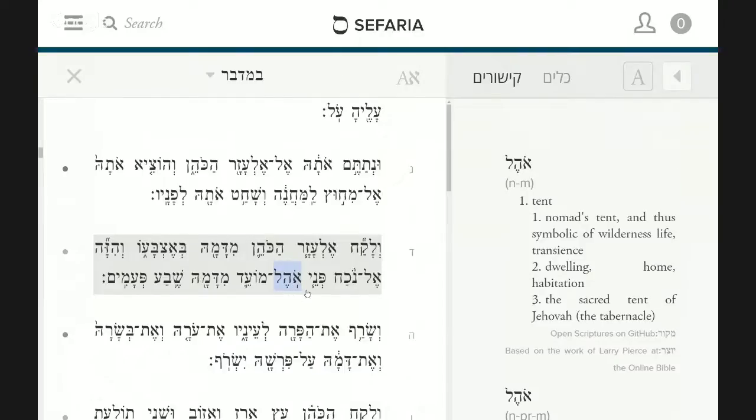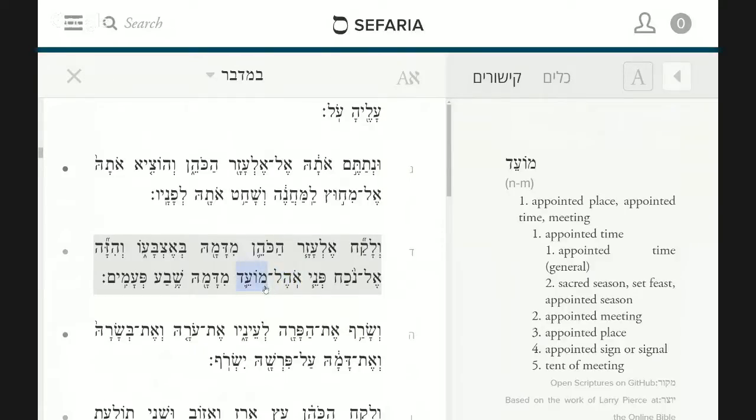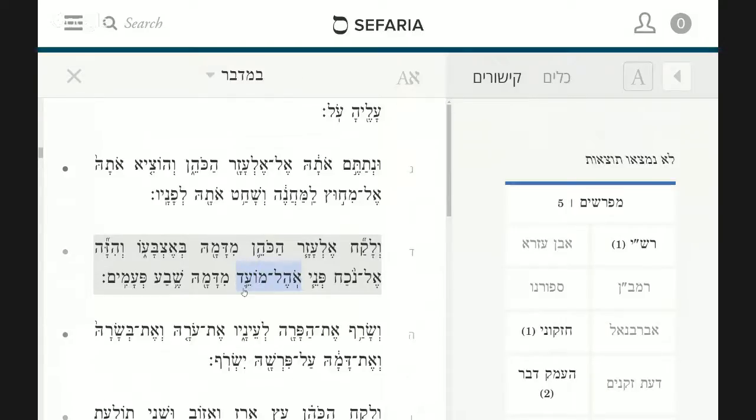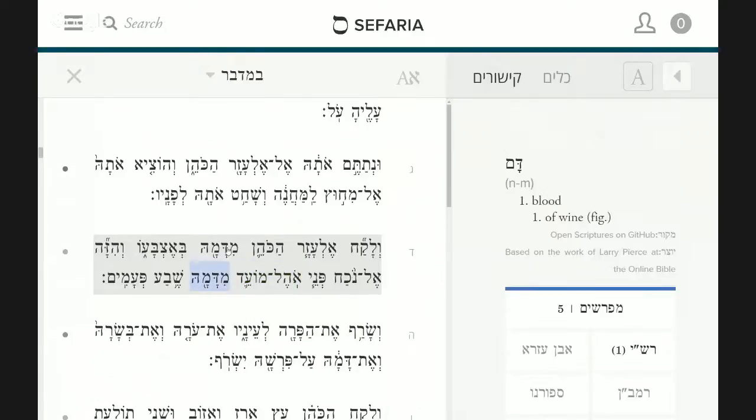And then ohel is tent. Abraham's tent is called an ohel, and so on. And this is in a construct with this word right here, moed. Moed, you may know as a holiday, an appointed time. It's also an appointed place, just an appointment. It's people meeting at the same place at the same time. So ohel moed is a construct, so you'd say tent of meeting. And of course, this is the tabernacle in this case. Ohel moed. And then again, midama, the same word as this one here. Some of its blood.